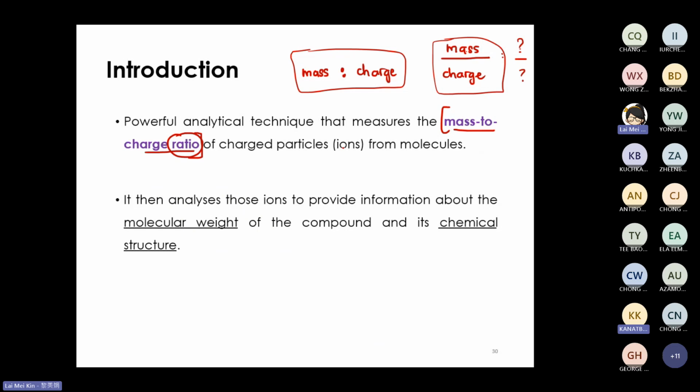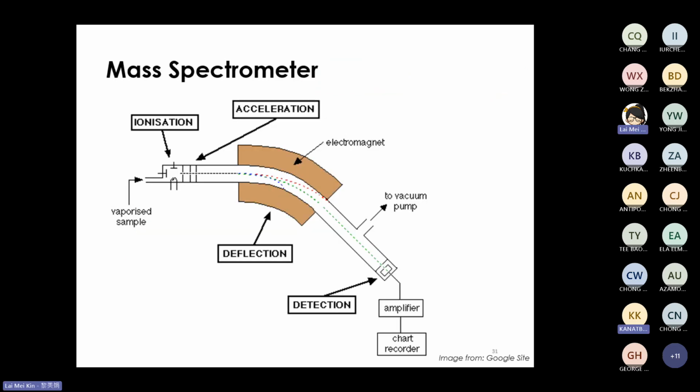Make sure it must be in ion form. Then we will analyze my sample. For this sample, I will utilize the mass, the weight, and I will be able to determine the structure. Let's go into the detail. I'm just going to summarize everything in this picture itself. The mass spectrometer has 4 stages. The first stage is ionization. What do you understand by ionization?